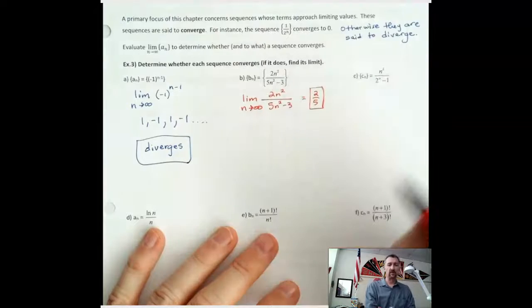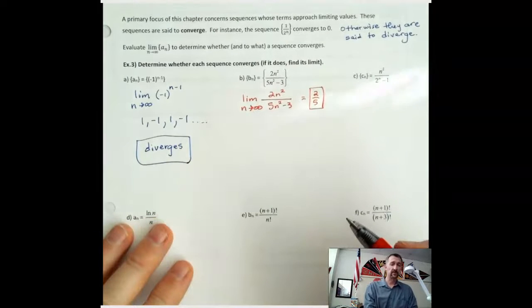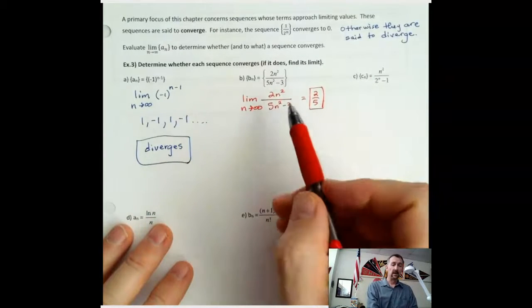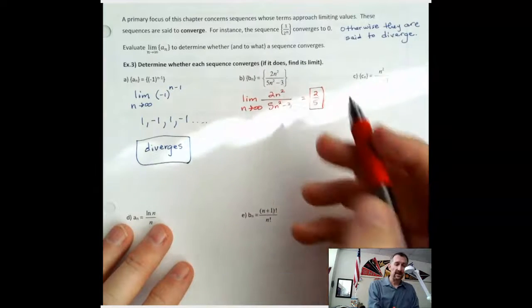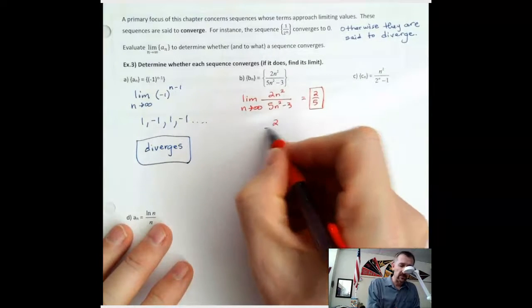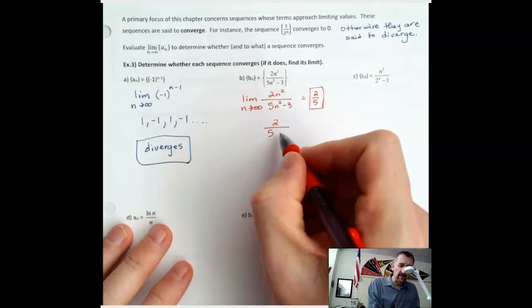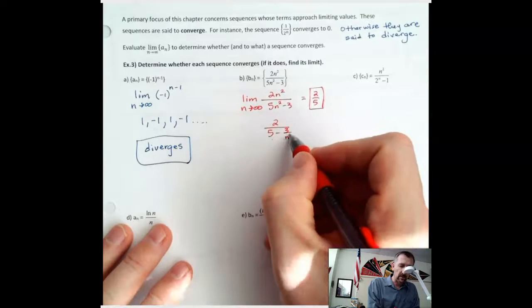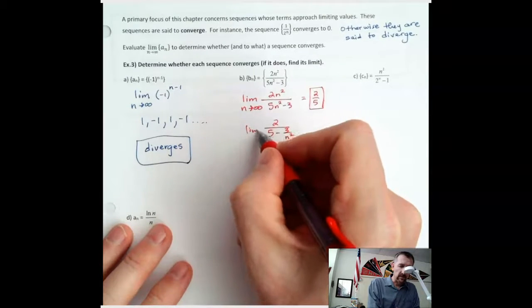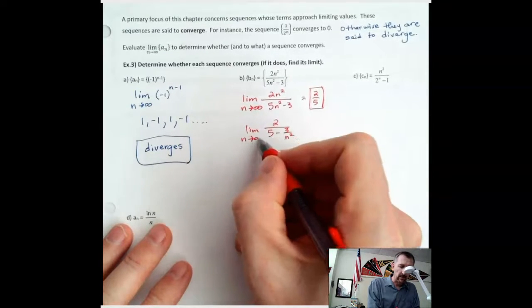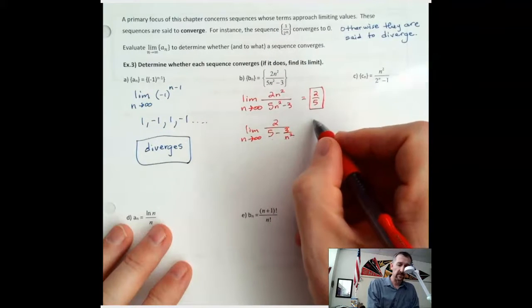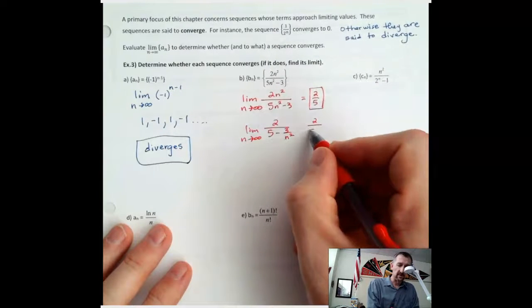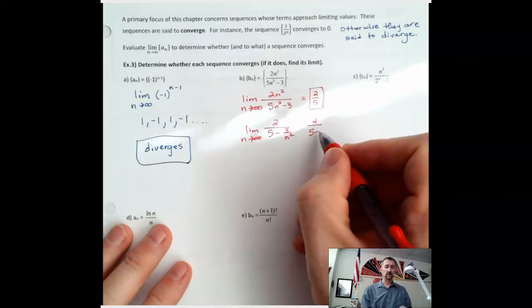Now, that's not really showing much calculus, so if we want to show some calculus there, one thing we could do is divide those all by n squared. So that would be 2 over 5 minus 3 over n squared. And we could do that instead. And so as that approaches, that's going to be 2 over 5 minus 0.